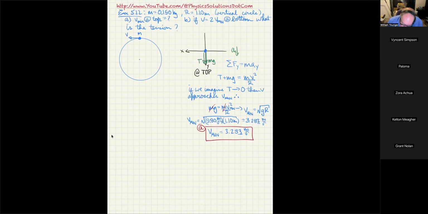Okay, so now for part B, they ask what's going to happen when you get to the bottom if the thing is actually traveling at twice v min. So I'm going to draw the mass again, but this time at the bottom, and then I'm going to draw another free body diagram. And this time we're going to say the v is equal to 2 v min. And of course, that means about 6.567 meters per second with one extra digit again. So now we want to do that. Let's draw another free body diagram.